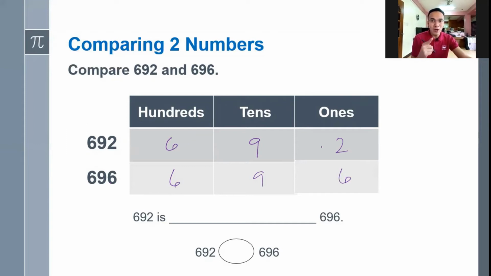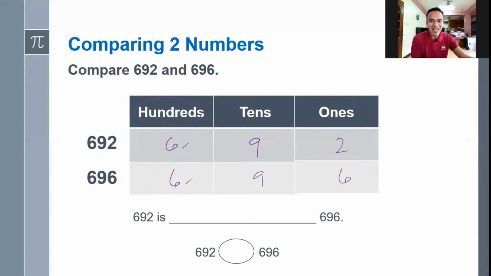Again, when you compare numbers, always start comparing the numbers in the highest place value. In this example, the hundreds. What are the numbers in the hundreds? We have 6 and 6. 6 and 6 are just the same. So we cannot say that the first one, 692, is greater than 696 or smaller than 696. Since these two numbers are the same, we compare the tens.